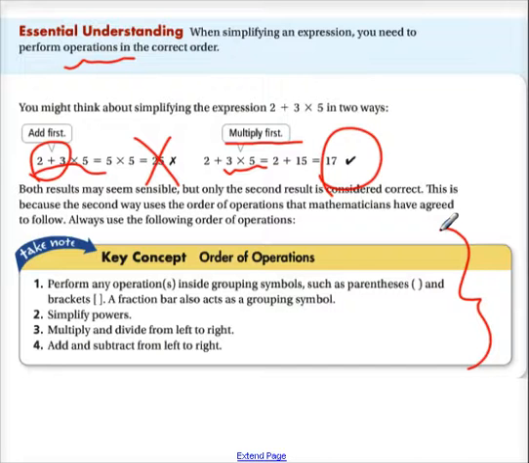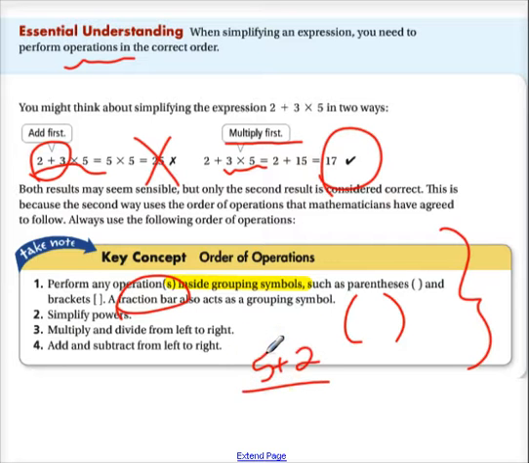This key concept is important to have in your notes. Just remember that perform any operations inside grouping symbols first. So even if you have to add and subtract first, it's okay as long as it's in a grouping symbol. Sometimes a fraction bar also acts as a grouping symbol. Meaning if you have something in a fraction, like 5 plus 2 over 3 plus 1, even though we don't usually do addition first, because it's over this fraction, you want to take care of both the top and the bottom first before you divide.